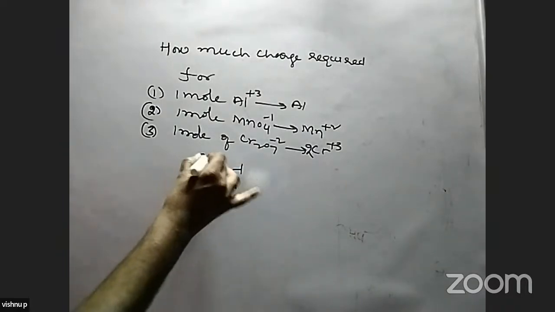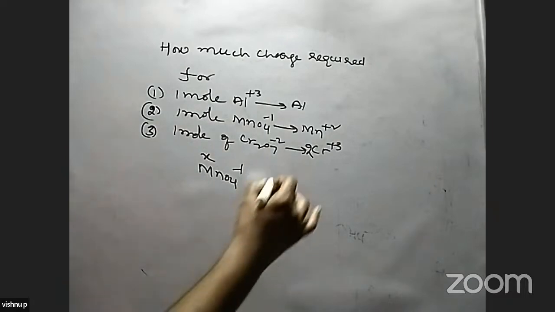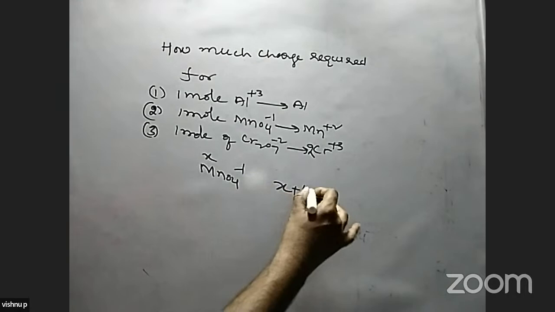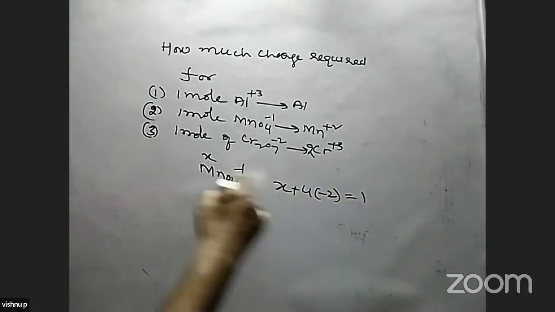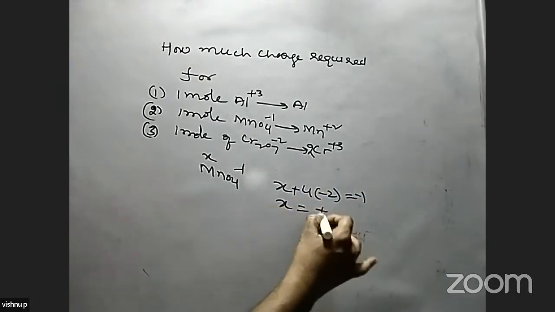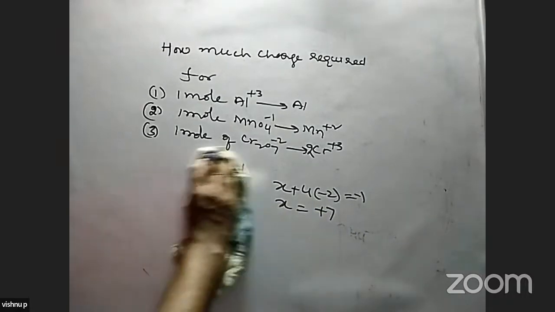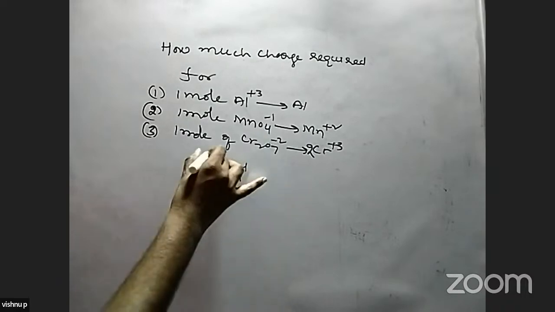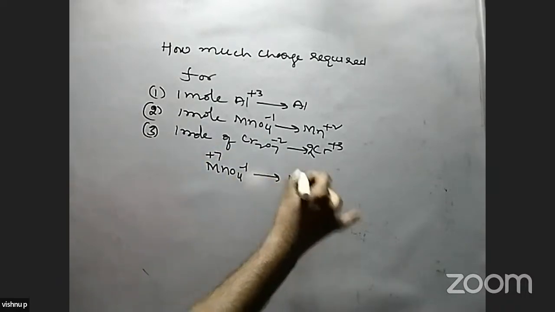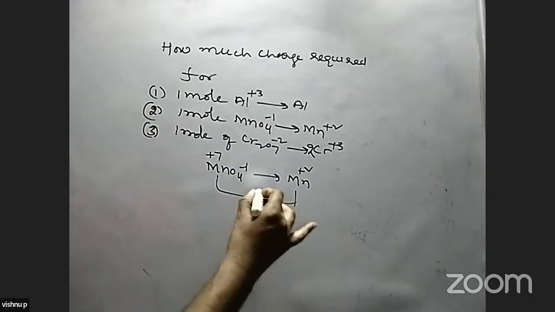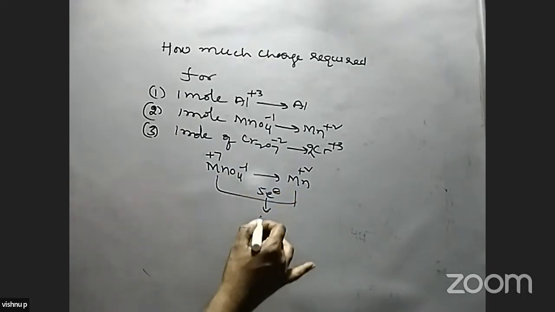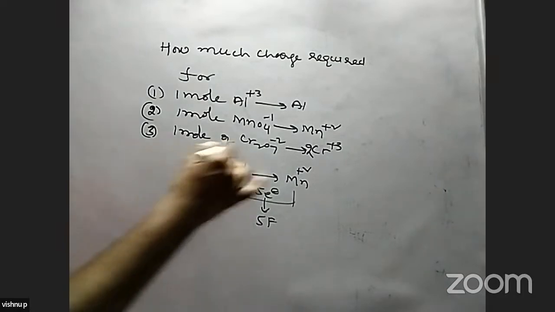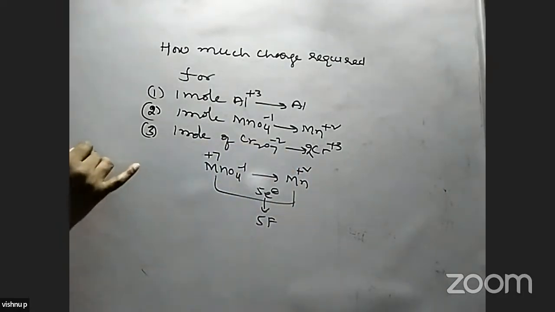And MnO4 minus 1 to Mn plus 2. First, you find out the oxidation state of manganese. X plus 4 into minus 2 is equal to the total charge, minus 1. X we get as plus 7. So in MnO4 minus 1, the oxidation state of Mn is plus 7. This is plus 7 going to Mn plus 2. So how many electrons are changed here? 5 electrons. So how many Faradays are required? 5 Faradays are required.